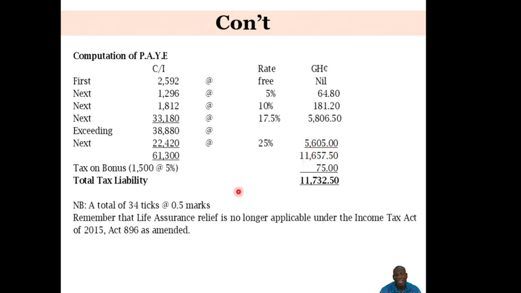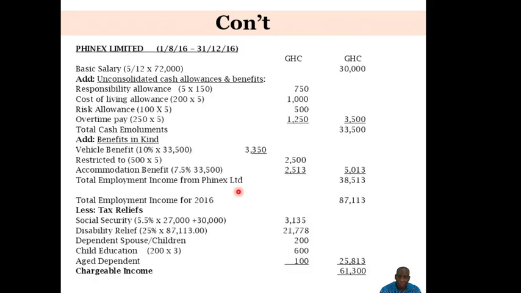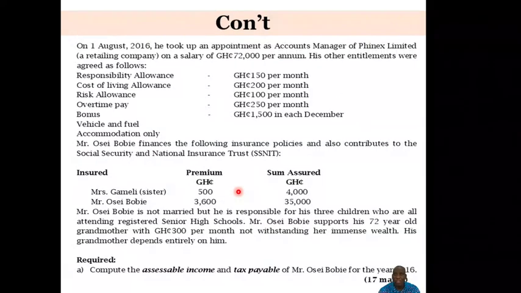And then you add the 5% tax that you calculated on the bonus. Now, for the bonus, no portion of the bonus was more than 15%. Let's go and look at the bonus figure. If you look at this question, the bonus is 1,005. Remember, the bonus was given to him when he was working with Phoenix Limited.